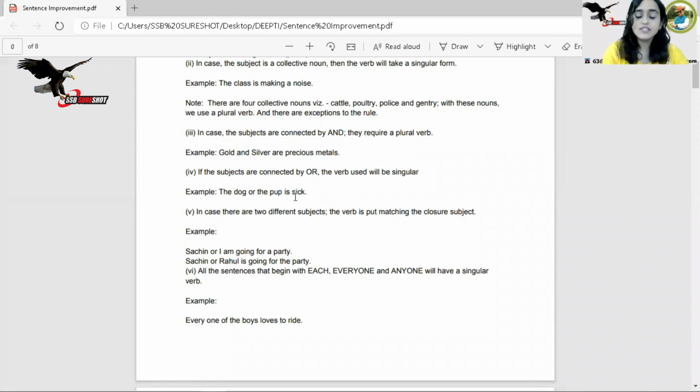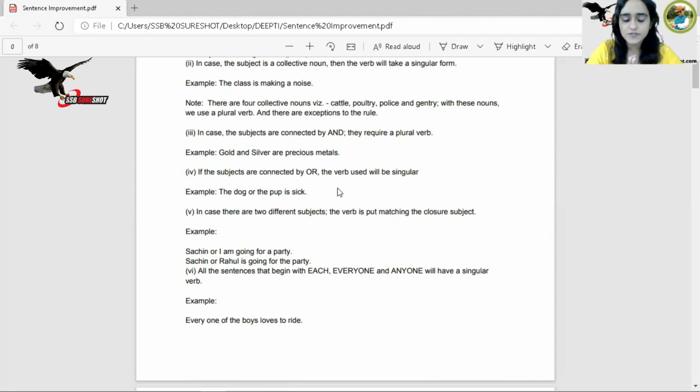This sentence is given singular treatment because here we have used or. But there are two subjects in this sentence, the dog as well as the pup. So the dog or the pup is sick. Here you have used or between the dog and the pup. There are two subjects here, but still the sentence is treated as singular. Therefore, we are using the singular verb is.